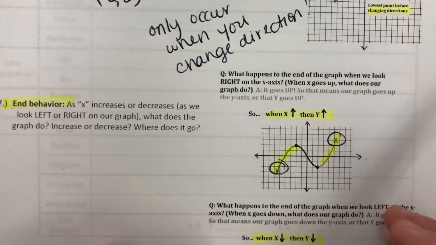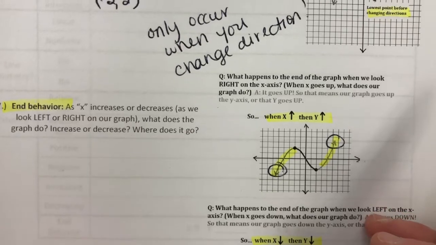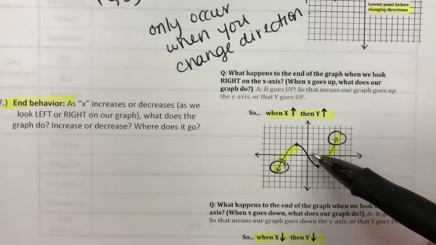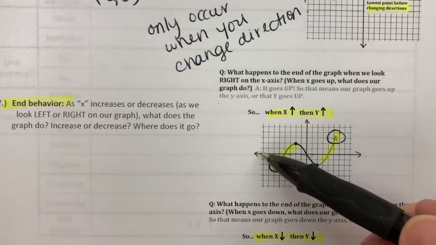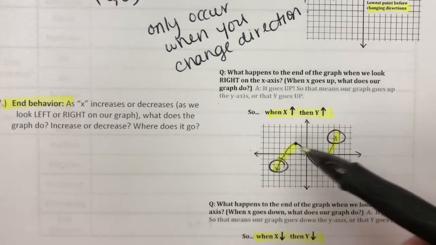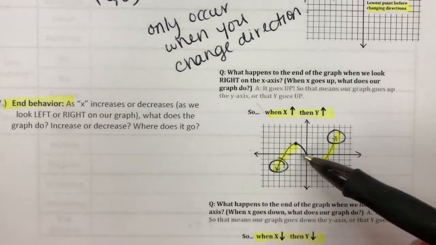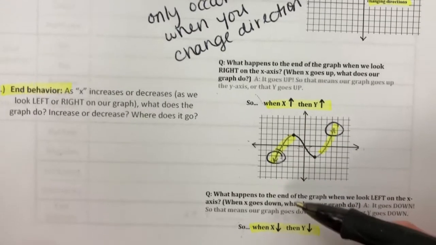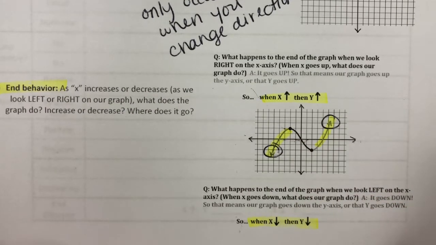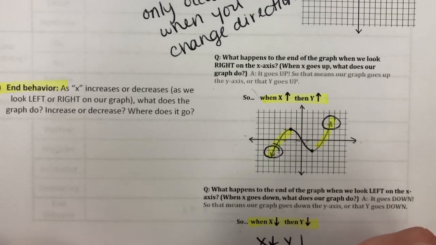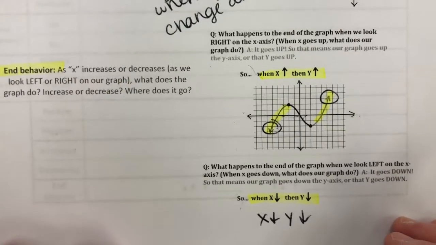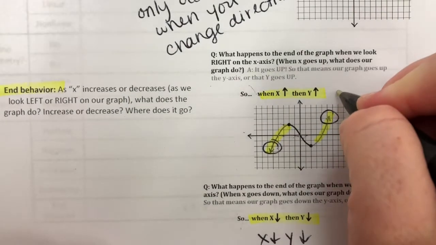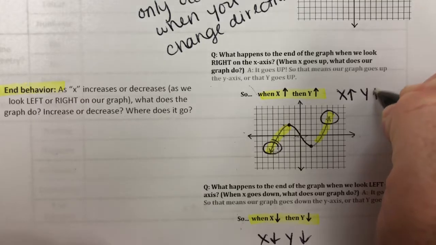Now I got to look at the other side. You only have 2 sides of your graph, right? The left and the right. So when x gets smaller, as x gets lower and lower and lower, less and less and less, what is the end of my graph doing? Is it going up? No, it's going down, down, down, down, down, down, down. The further left I go, the further down my graph goes. So as x goes down, y goes down. That's end behavior. You literally write it like that. X down, y down. That would be your answer, right? If you were trying to interpret this. X up, y up. That's all you write.